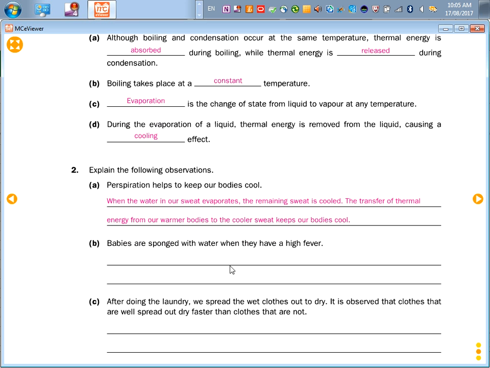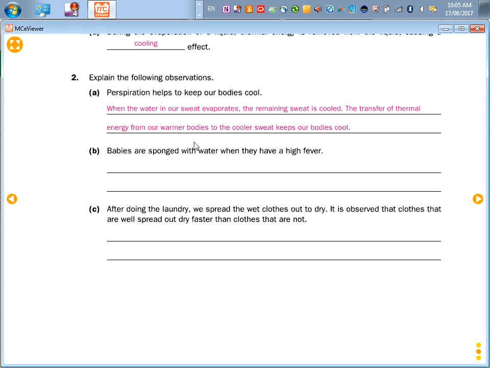So over here, why do we perspire? Why does perspiration help to keep us cool? Gaius, do you get it correct?